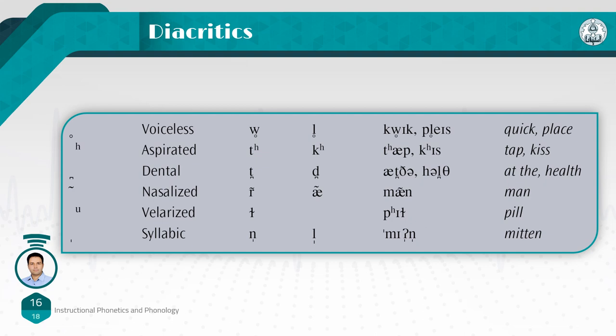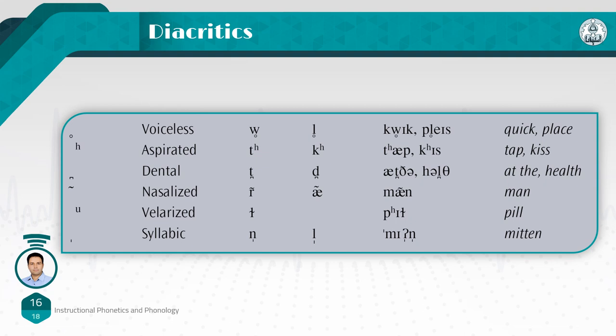20. In this and the previous chapter, we have seen how the transcription of English can be made more detailed by the use of diacritics. Small marks added to a symbol to narrow its meaning are called diacritics. The 6 diacritics we have introduced so far are shown in this table. You should learn the use of these diacritics before you attempt any further detailed transcription exercises.